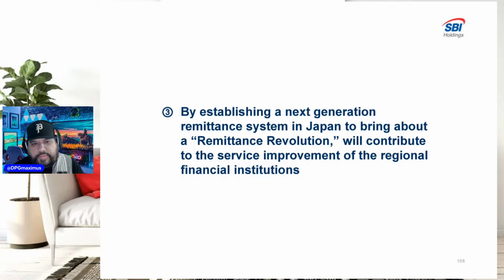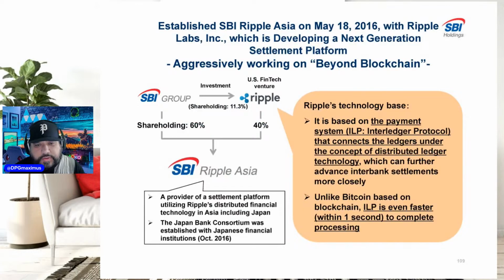Well, I'll read that real quick. By establishing a next generation remittance system in Japan to bring about a remittance revolution will contribute to the service improvement of the regional financial institutions. All right, hold on a second. All right, here's another thing.